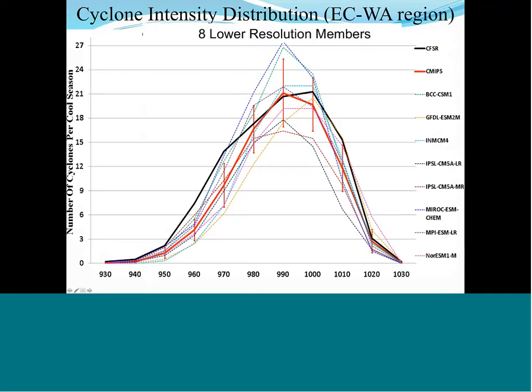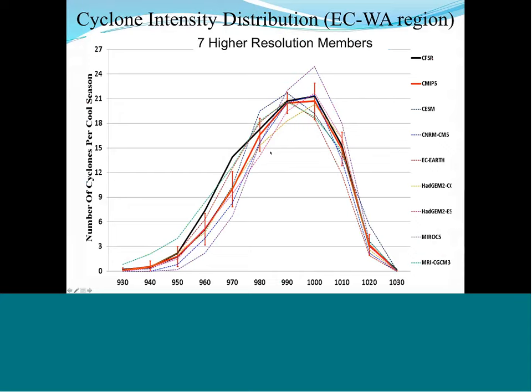So let's look at the intensity distribution for the CMIP-5 members, but first focusing on the lower resolution members. And we're looking at basically just the number of cyclones per cool season here, looking at the pressure on the x-axis. The CFSR is in the black, and you can see it has a tail here, and these are the relatively deep cyclones in the Western Atlantic, which the lower resolution members cannot resolve, and so it's missing that tail, and it's also somewhat broader here on the weaker cyclones as well.